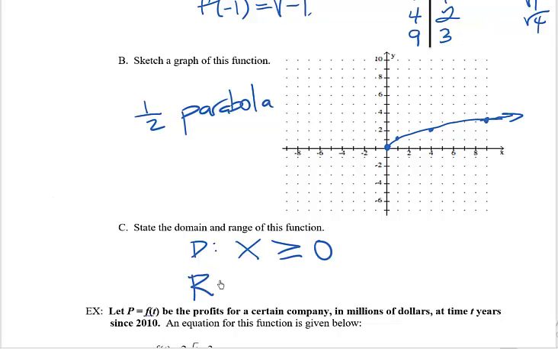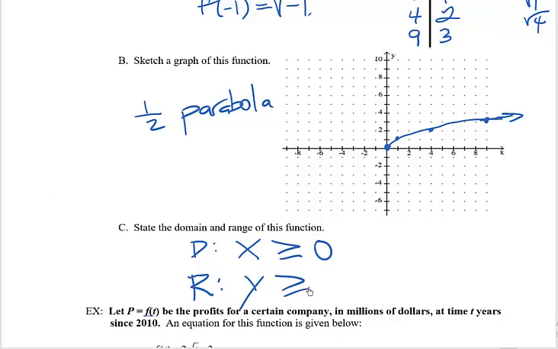The range we have not really talked about, but we can see it off the graph. What's the lowest y value on this graph? Well, again, it appears to be 0. There's no negative y's, but 0 and higher show up on the graph.